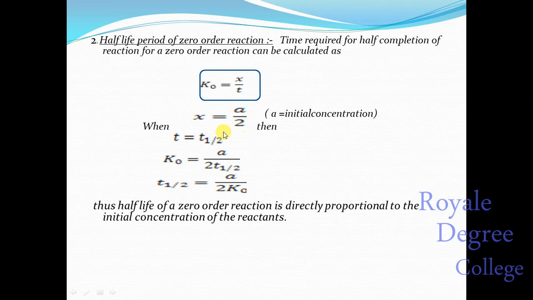When t equal to t half, we are substituting these values in the above equation. In place of x, we are writing the value of x as a by 2, and in place of t, we are writing t half. Then this t half we are bringing to the other side in the next step. K0 goes to the other side in the denominator, so t half is equal to a by 2 K0. Thus, the half-life of a zero-order reaction is directly proportional to the initial concentration of the reactants.